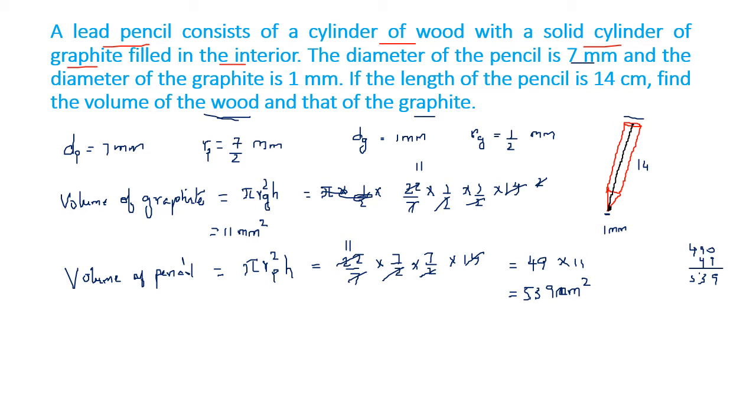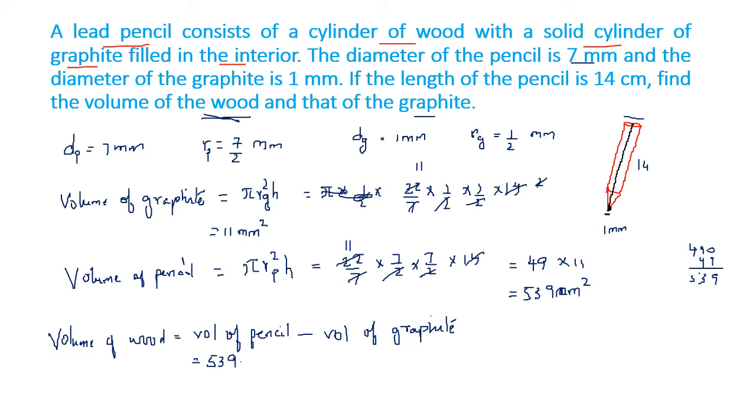But now we have to find the volume of the wood. How to find the volume of the wood? Volume of wood is equal to the volume of the whole pencil minus the volume of graphite, the graphite in the center. So we get 539 minus 11, which is 528 millimeter square, the volume of the wood. So you have understood: the whole pencil, subtract the graphite, and you get the wood.